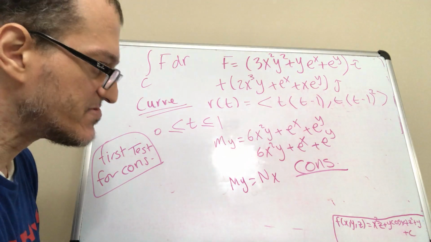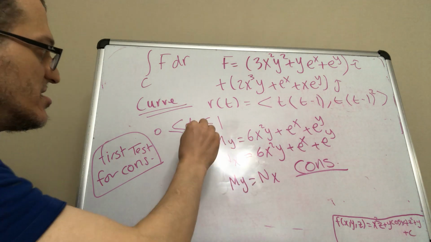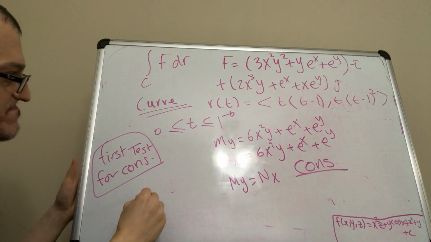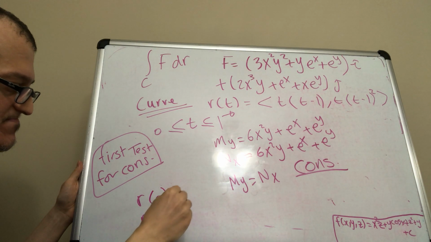Now, if it's conservative and you need to integrate this, plug these 2 points into here. Find r(0) and r(1).